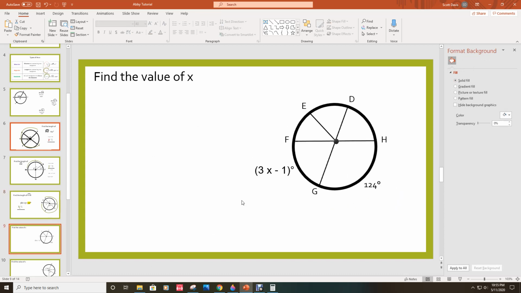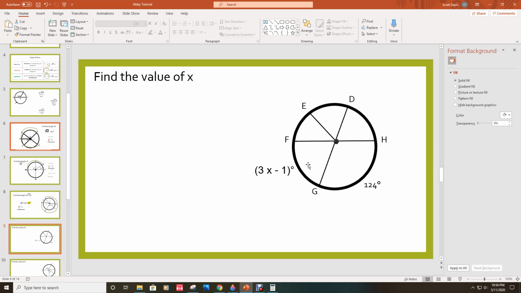Next one. This looks like crazy business. It's insane. But it's really not that difficult. It's not as difficult as it seems. So, for this one, turn my page. What I did was, I saw my 124 here. And then I saw my 3x minus 1. And I saw that my circle was divided in half right here. Made it a semicircle. Okay?